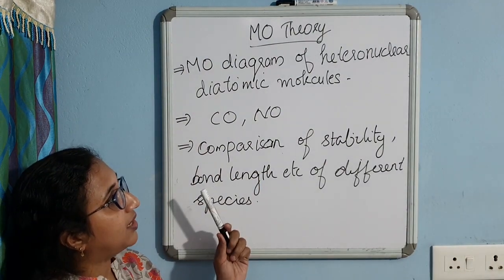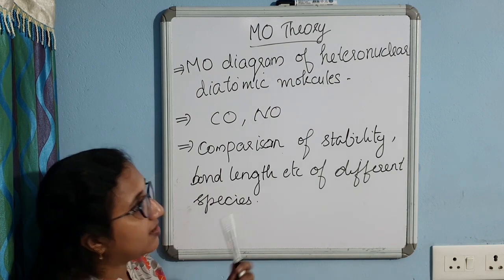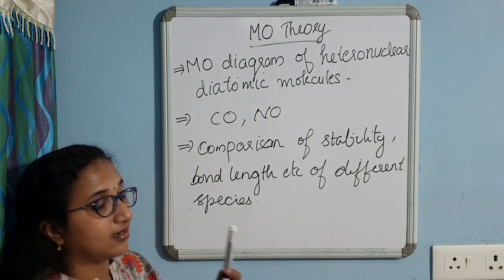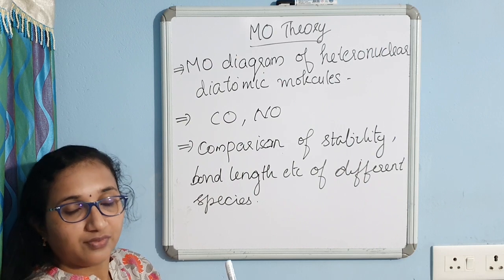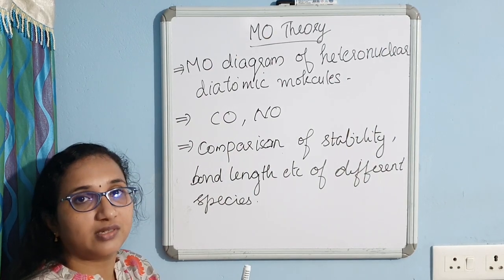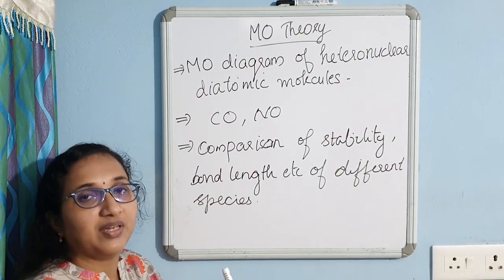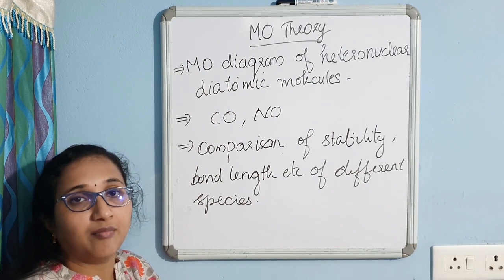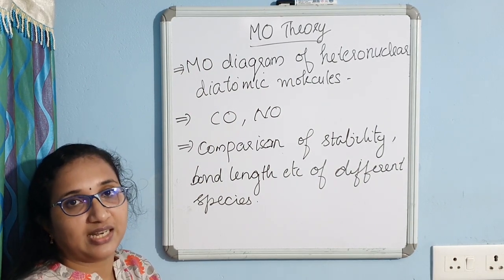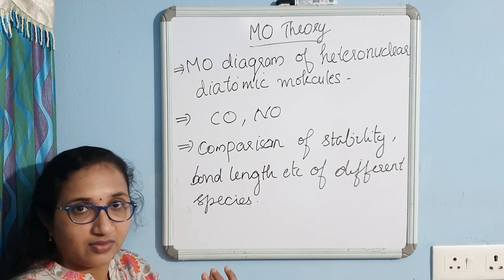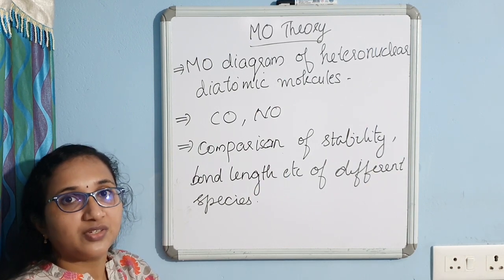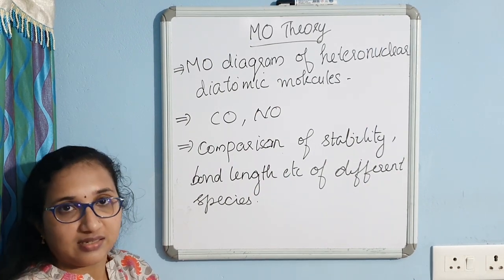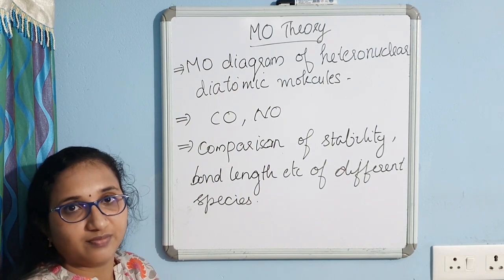And also we are discussing the comparison of stability, bond length, etc. of different species. We have been seeing so many molecules. Now let's compare all these based on their bond order value. Let's compare their bond dissociation energy, bond length, etc. from the bond order value. So that is the essence of this video we are going to discuss.